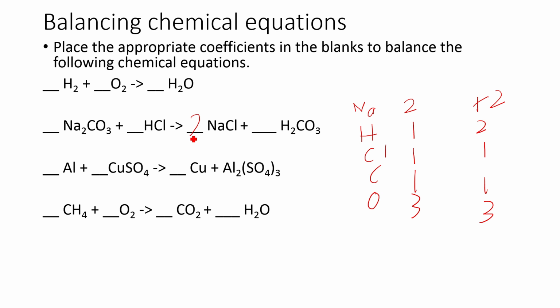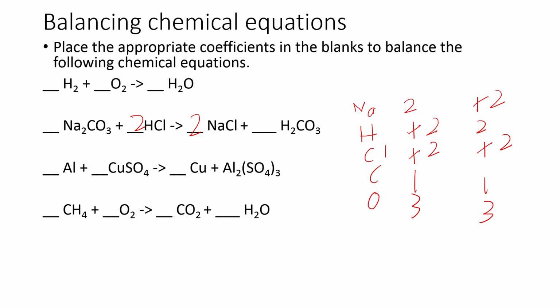To do that, I need 2 sodium chlorides. That will also give me 2 chlorines. Next, I'm going to go to my hydrogen. My hydrogen only has 1 on the left, but 2 on the right. So I'm going to make it so there are 2 HCl's. This will give me 2 hydrogens and 2 chlorines.